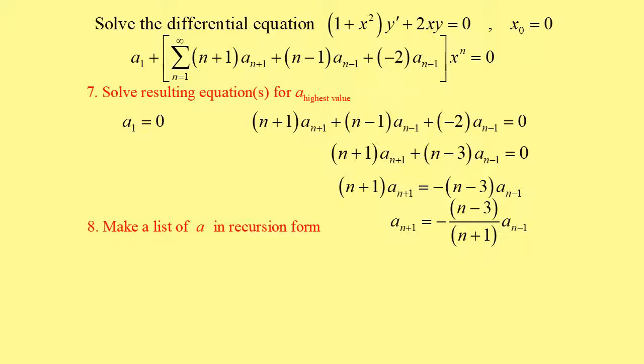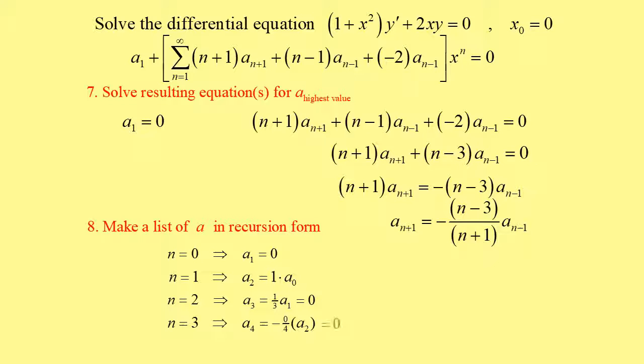Then we want to make us a list. Now again, we'll just do a few of these. Here's n equals 0, n equals 1, n equals 2, and so on. Now, looking at this pattern, we notice that, again, because of the recursion, the next one would be a sub 6, which would be dependent on a sub 4, which comes out to be 0, which means everything after this is going to be 0.